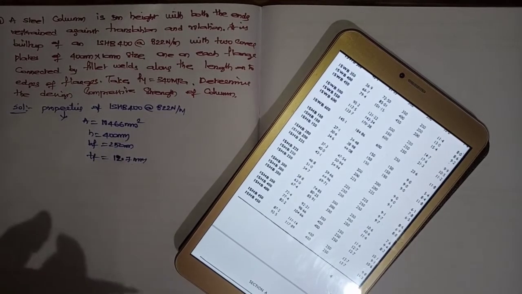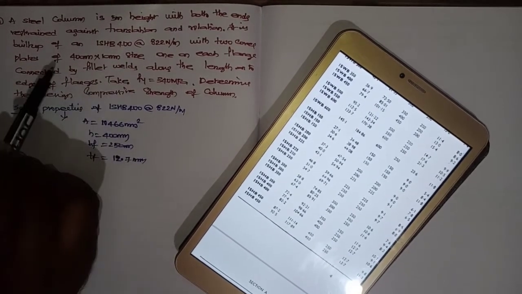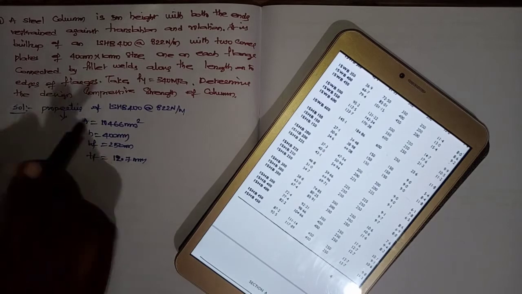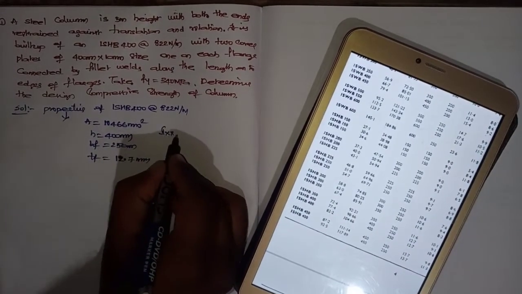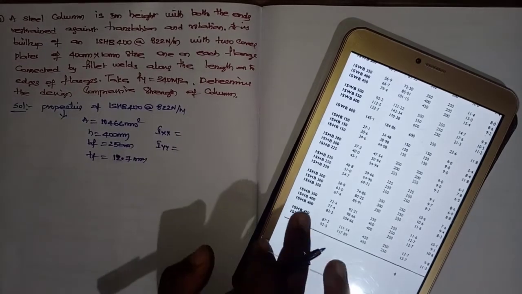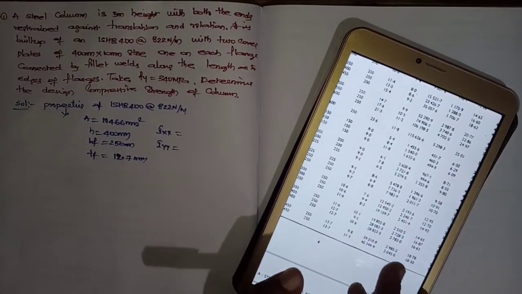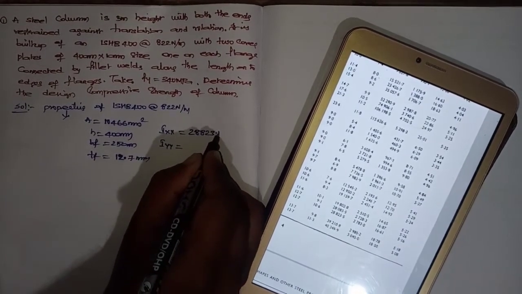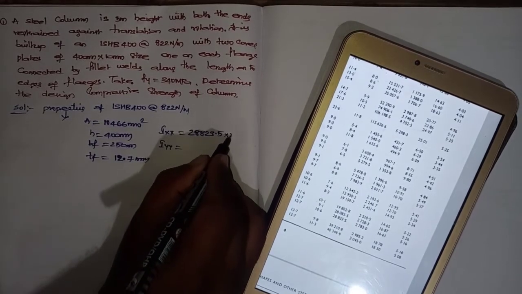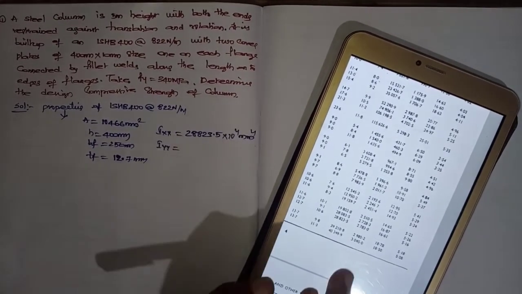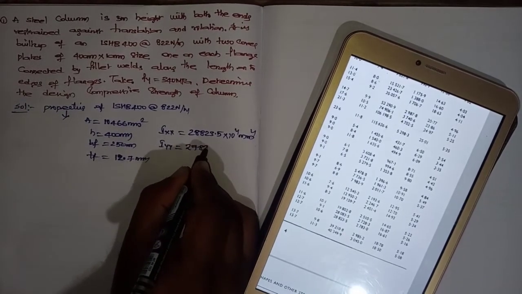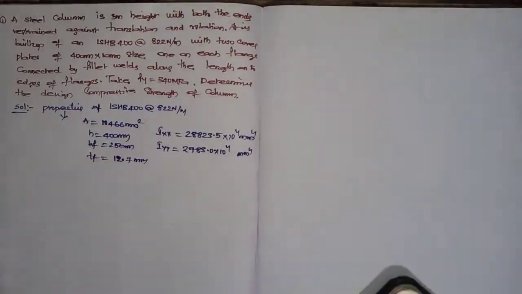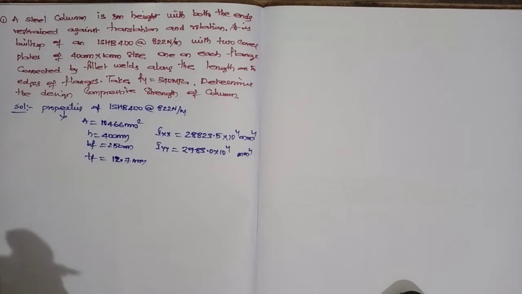Now see here, since he is saying particularly about the built up, because two cover plates are placed, you are supposed to write the moment of inertia Ixx and Iyy. How much is it? 28823.5, this is in centimeter power 4, into 10 power 4 will be mm power 4. Similarly 2783.0 into 10 power 4 mm power 4. So this is the data required as per our question.